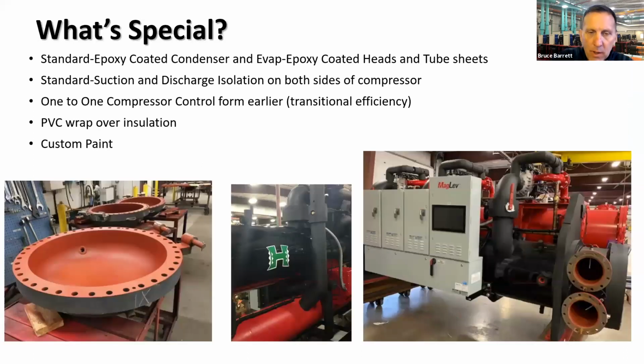What else can we do? Well, as standard, we provide coated condenser and evaporator water boxes on our water-cooled machines. Standard, zero add. We coat the tube sheets as well. That's a real tight epoxy. It adds longer protection of your shells. If you've got some gunk in the water, it's going to resist that much, much longer.